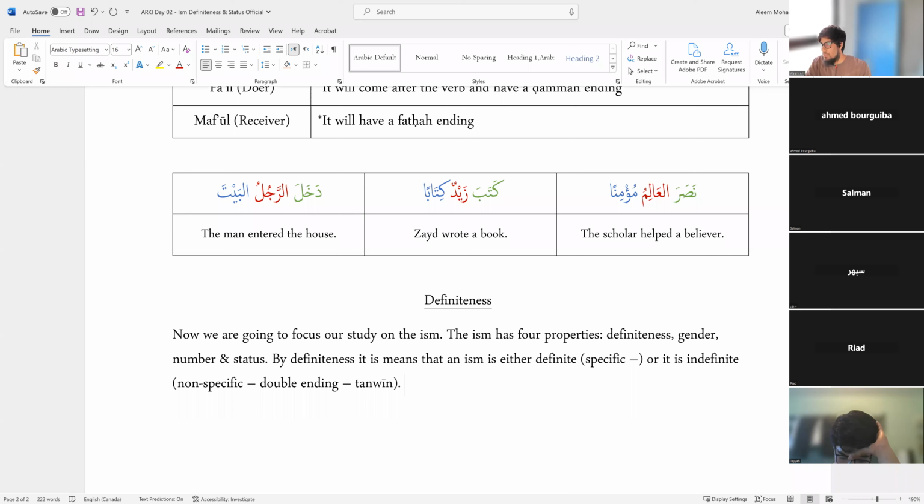Let's take a look at some quick examples. Oh, one small point to note here. By default, all isms are indefinite. That's their standard default way. You have to bring in the alif lam or some other thing in order to make it definite. But 90% of the time, they're going to be indefinite.